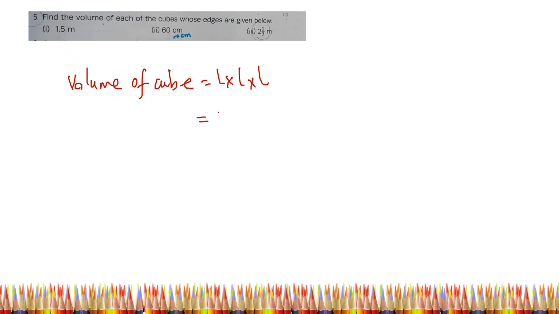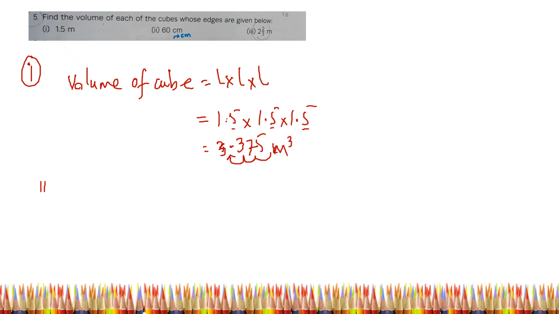In the first case we are given 1.5, so we will multiply 1.5 with 1.5 and again one more time 1.5. So 1.5, 1.5 and 1.5 will give you 3.375. Again, forget the decimals and then multiply it and then put the decimal point over here, because we have three digits after the decimal, so we will put it in this way. Then we have to write the unit, which is meter cube, right?